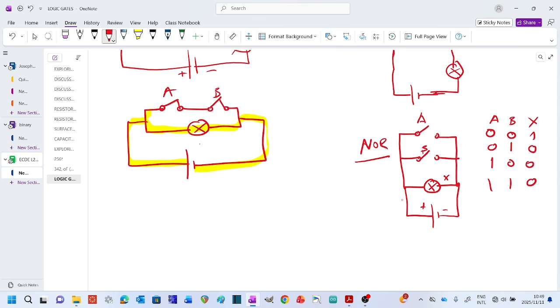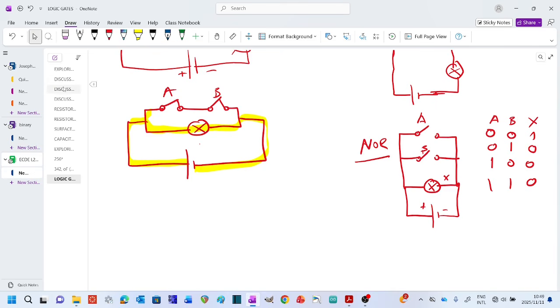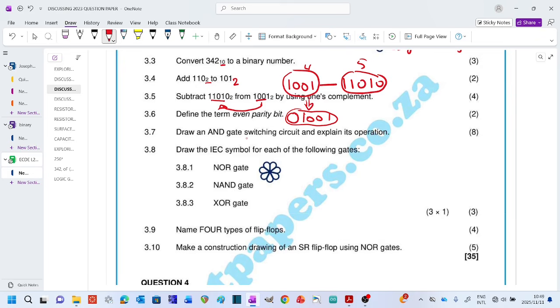So that's it. So now, the question in the exam is telling you to draw the circuits. So you're going to have to draw the AND gate switch. Which means we have two switches in series.